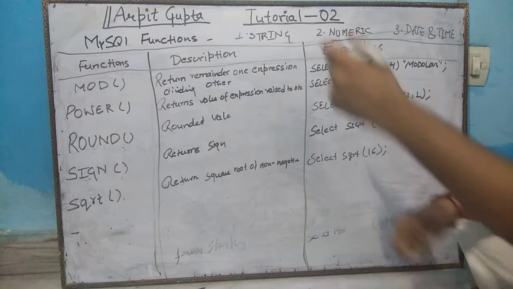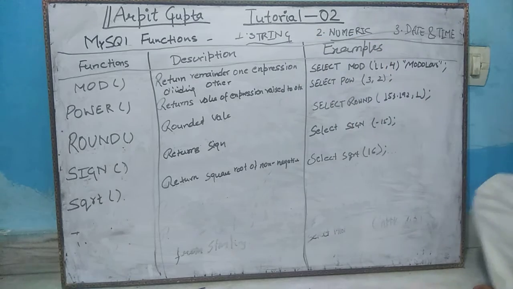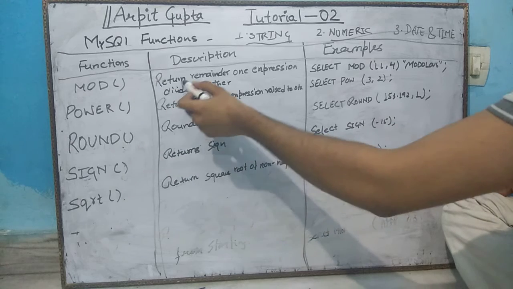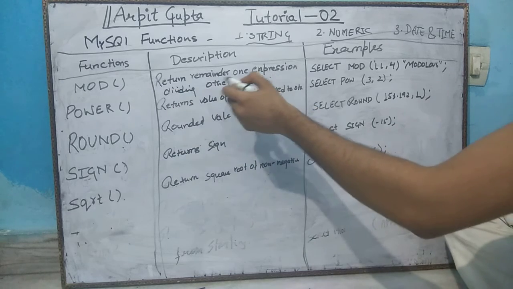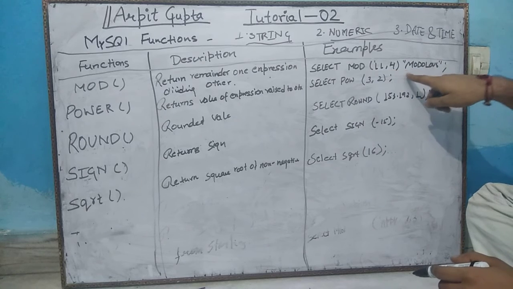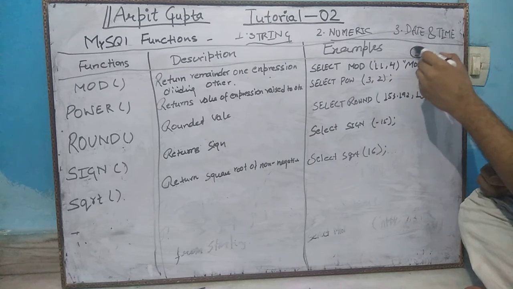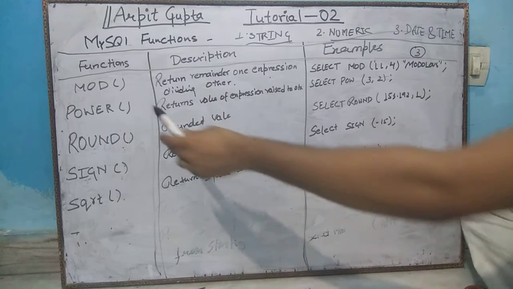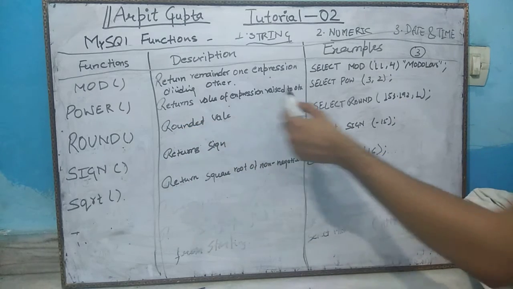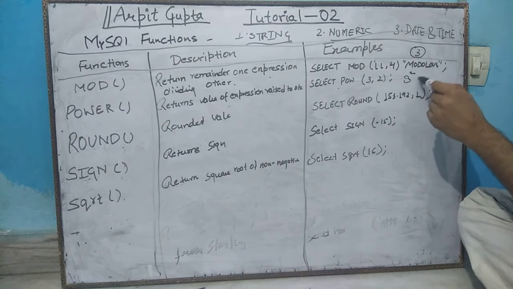In the first part we studied string functions. Now we are going to study numeric functions. Mod returns the remainder of one expression divided by another. For example, select mod 11, 14. It will give output as 3. Power returns the value of an expression raised to another. For example, select power, it gives 3 to the power 2, that is 9.